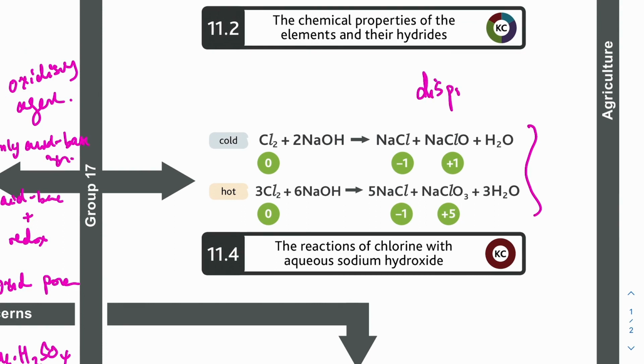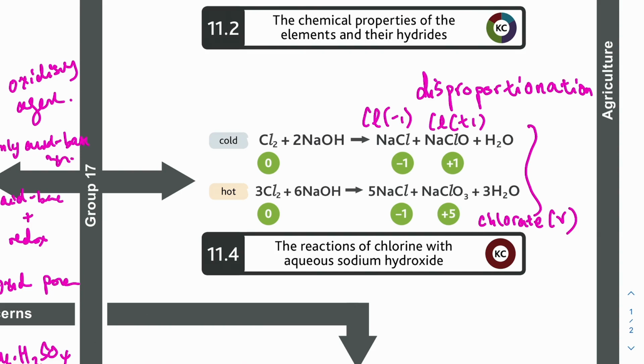This is probably one of the most important key reactions. This is called disproportionation. This is chlorine minus 1, this is chlorine plus 1. Oh, okay, they already have it there. This chlorine minus 1, this is chlorine plus 5, there's 0 and 0. Sometimes they also call it sodium chlorate(V) in Roman numerals. And for this one, they will call it sodium chlorate(I) in Roman numerals for the oxidation state.